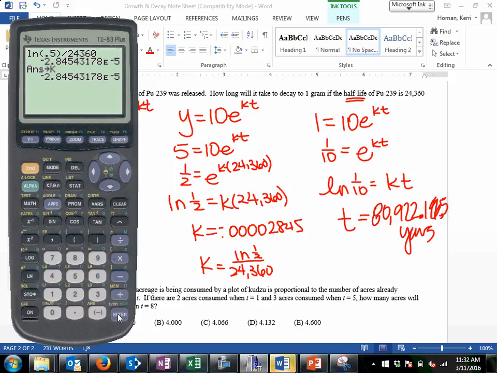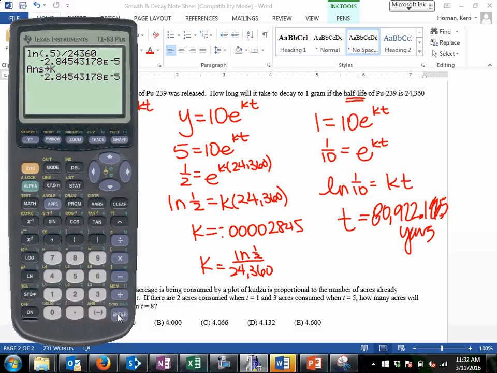So it took 24,000 years for it to cut in half. Does our answer make sense? If we think about exponential decay, the less we have, the less we're going to lose. So as time goes on, it's going to decay less and less and less. Never get to zero.